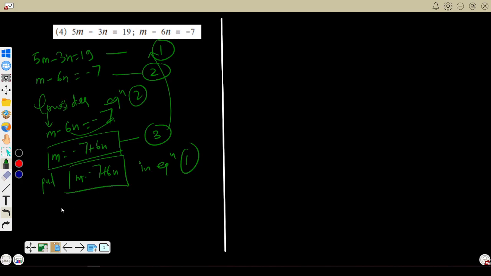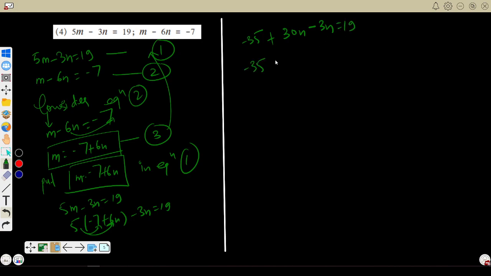Solving this, equation 1 was 5m minus 3n is equal to 19. So m will be replaced with 5 times the bracket minus 7 plus 6n, minus 3n is equal to 19. Solving this further, this 5 will be multiplied inside the bracket. So 5 into minus 7 will be minus 35 plus 5 into 6 will be 30n minus 3n is equal to 19. Now minus 35 plus 30n minus 3n will be plus 27n is equal to 19.